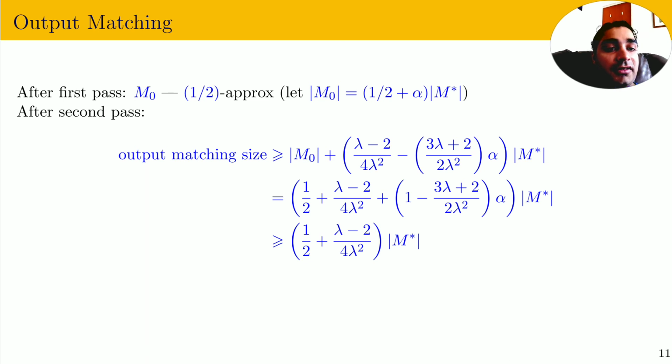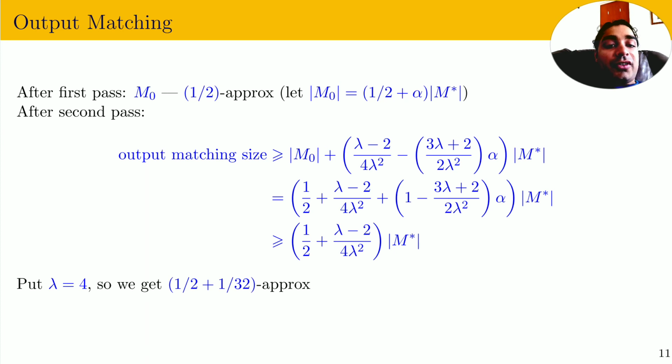and since 1 minus 3 lambda plus 2 by 2 lambda square is non-negative, we get this bound. Now just put lambda equal to 4 and we get a half plus 1 by 32 approximation. So this is a two-pass algorithm for general graphs.